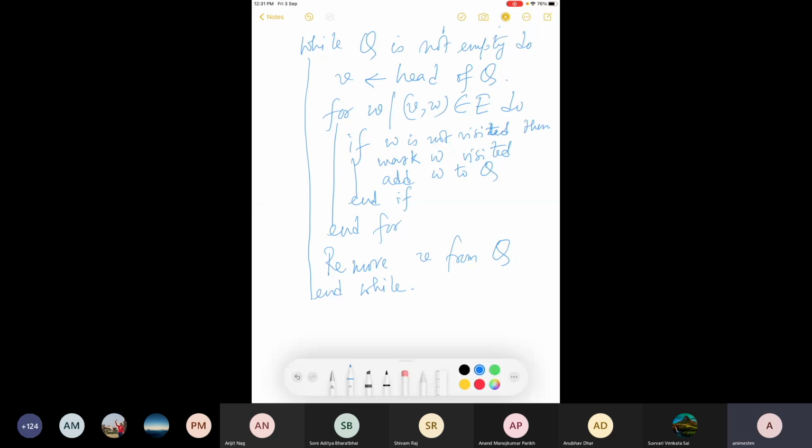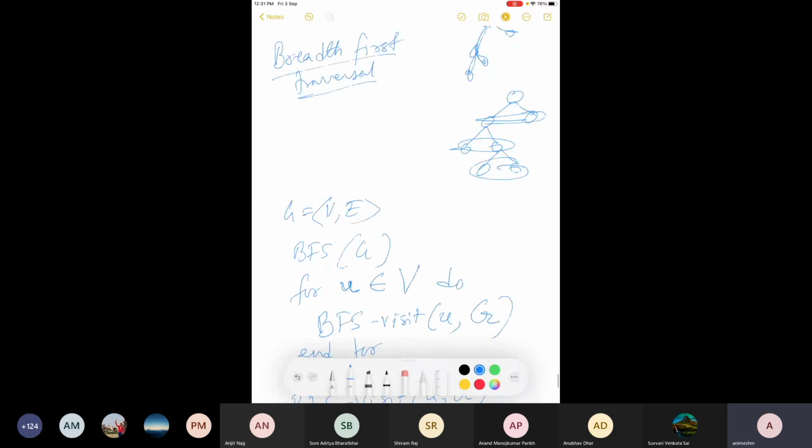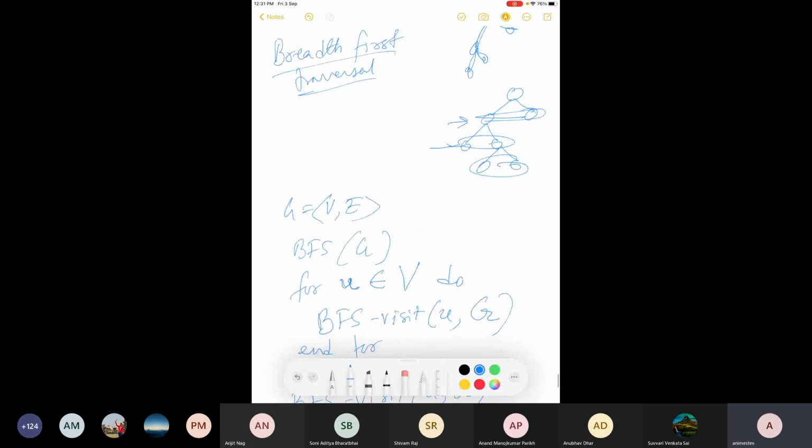It's a simple counterpart of the DFS. Just another way of traversing the graph. So it is traversing breadth by breadth, or sometimes also called level by level traversal.